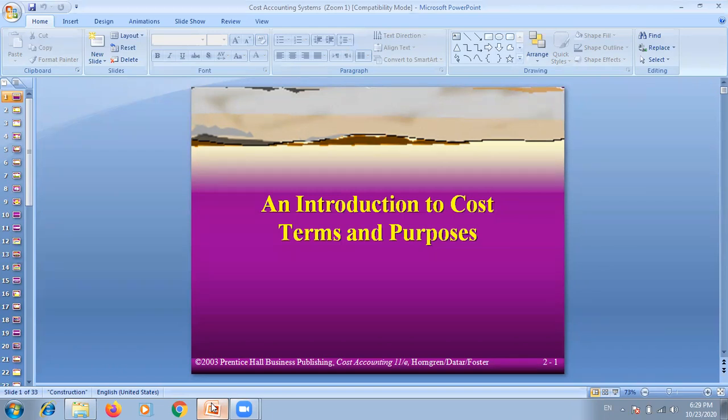We began with chapter 2 in the course Accounting, an introduction to cost terms and purposes. About half of this chapter is explained. I will re-explain very quickly the first 13 or 14 slides. Then the remaining I will explain to you, because I have to begin with process cost accounting system on Monday, inshallah.